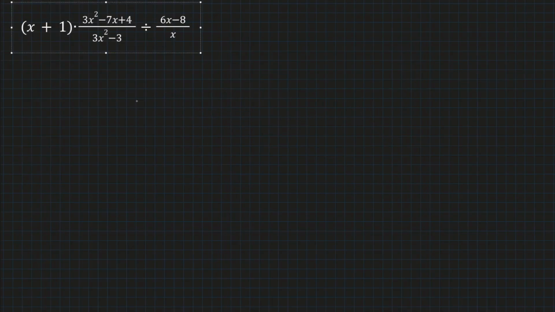The first thing that I notice is that this side over here is already factored. This x plus 1. There is no further factorization. But because I am working with rational expressions all the way across, it would probably behoove us to turn it into a fraction. So let's go ahead and do that. We'll have x plus 1 over 1, and that'll be the first part of our expression.